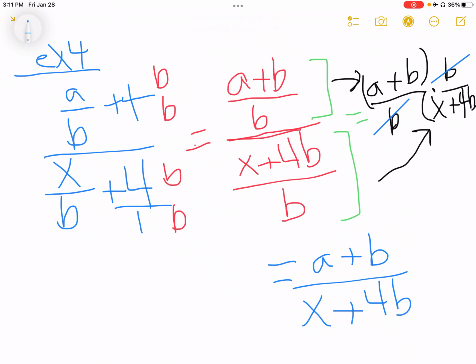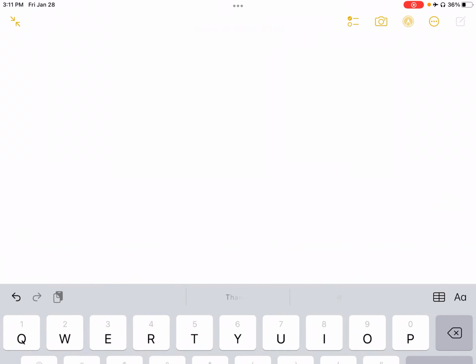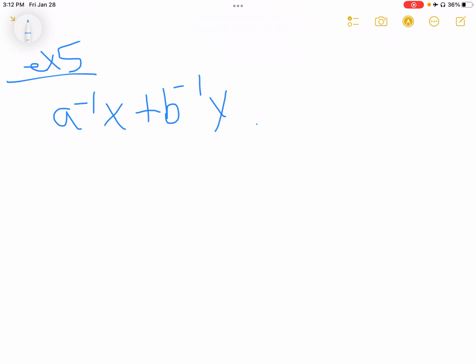Okay, so then let's go ahead and move to the next example real quick. So we'd have our blue marker again, and we'll go to example 5. Okay, so example 5 here, very similar, but now we have a negative exponent. We have a to the minus 1 x plus b to the minus 1 y over x to the minus 1.